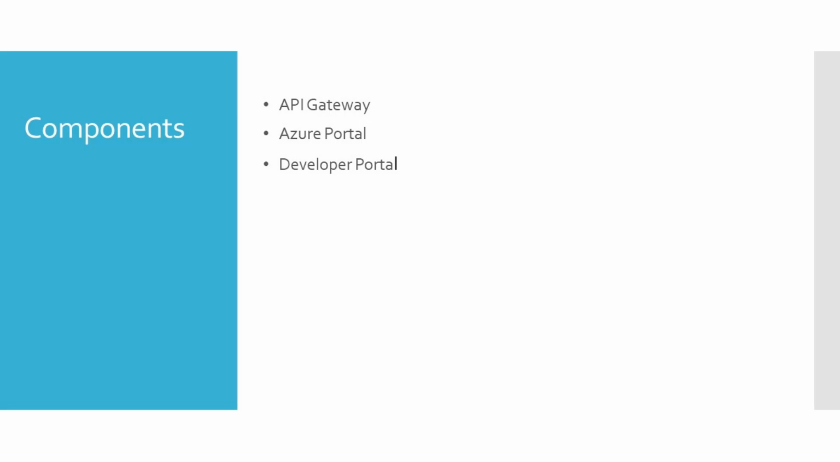Second component is Azure Portal. It is the administrative interface where you can set up your API programs. It defines or imports API schema, packages APIs into products, and sets up policies for quotas and transformation of the API.